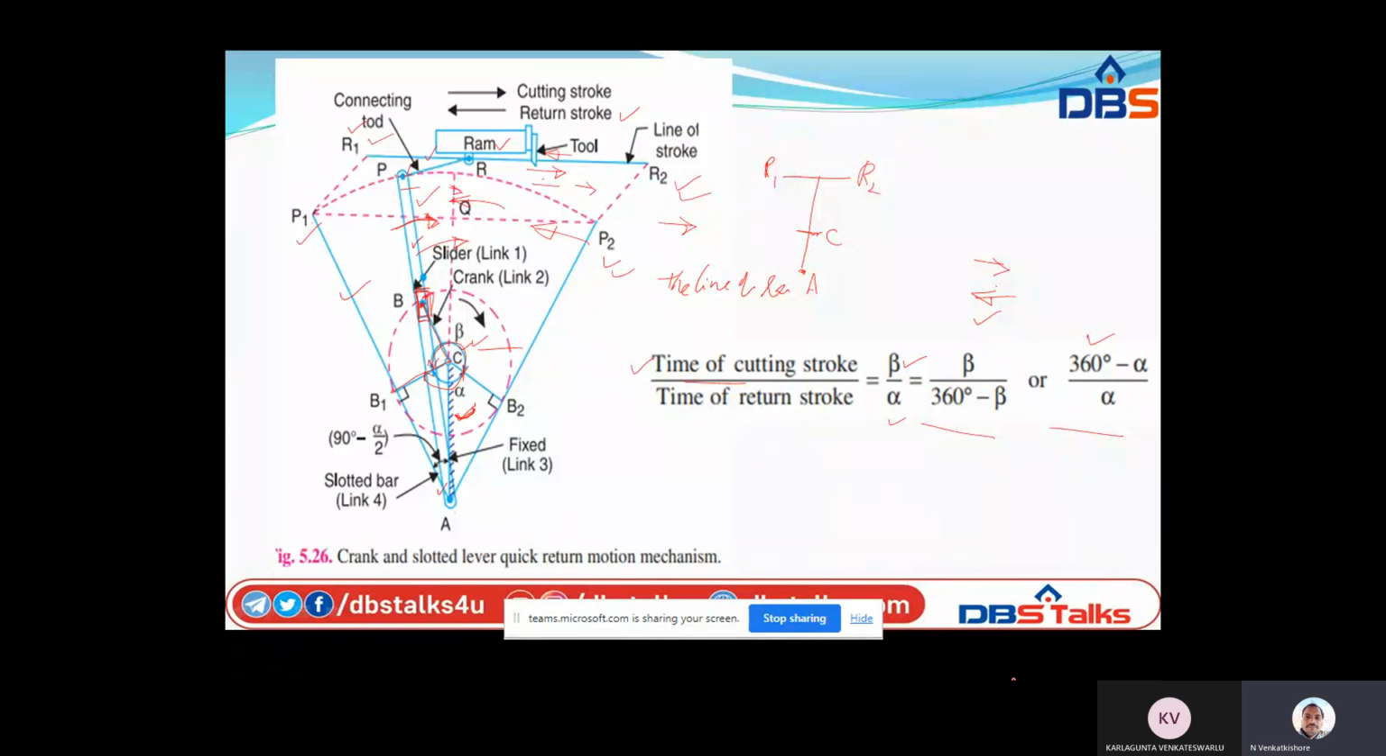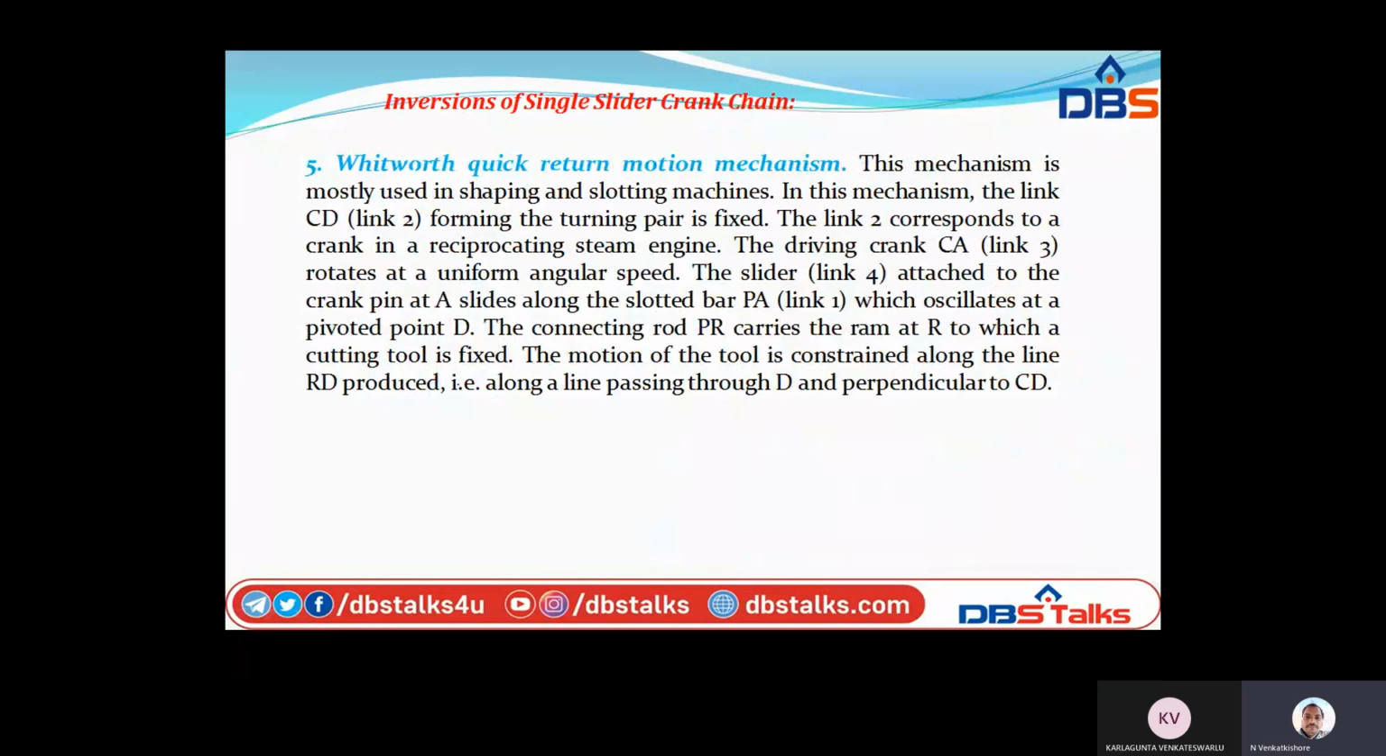And the next and last one, the Whitworth quick return mechanism. This was also invented by Whitworth, so the name of the person is attached to the mechanism. This mechanism is mostly used in shaping and slotting machines. This is also under the same conditions.